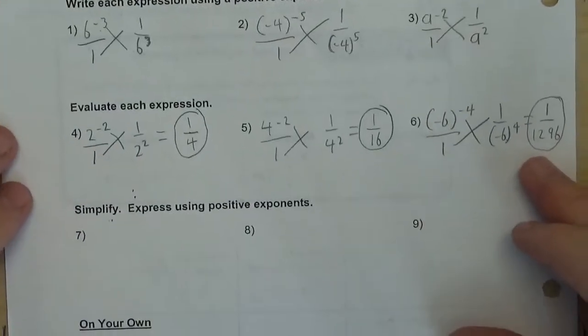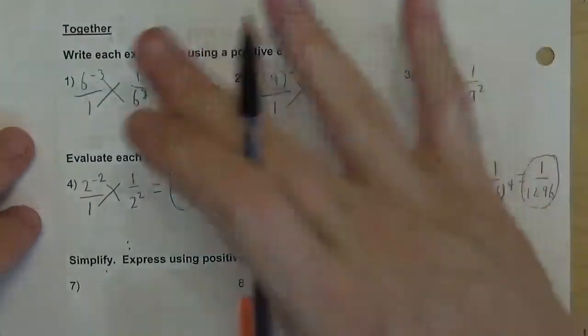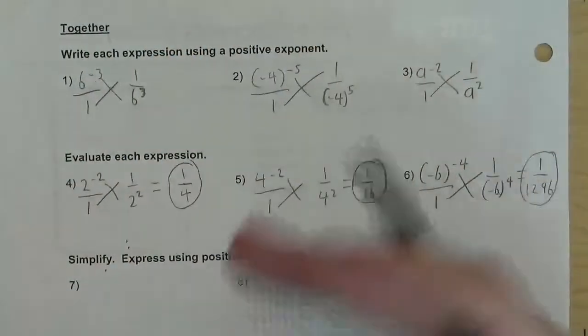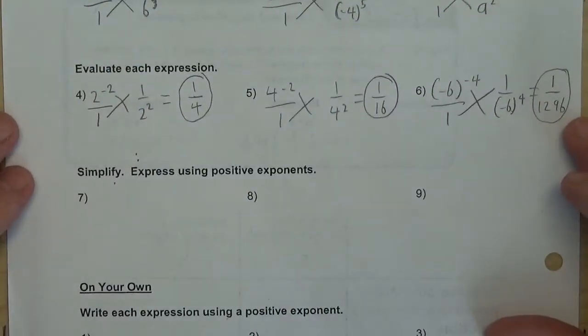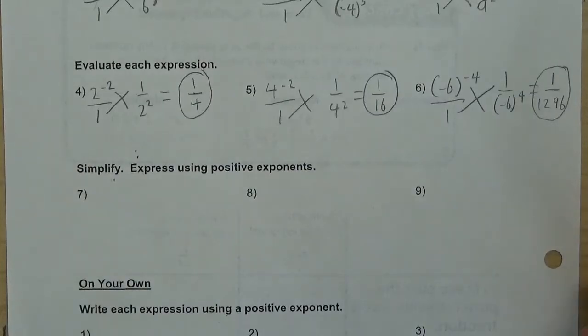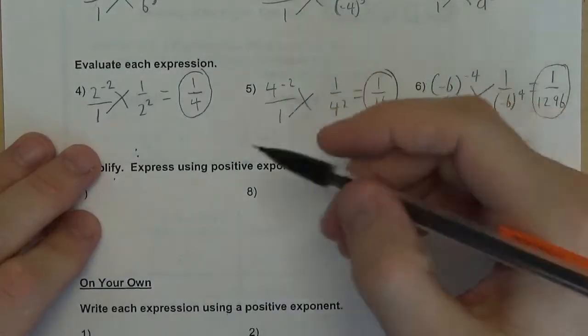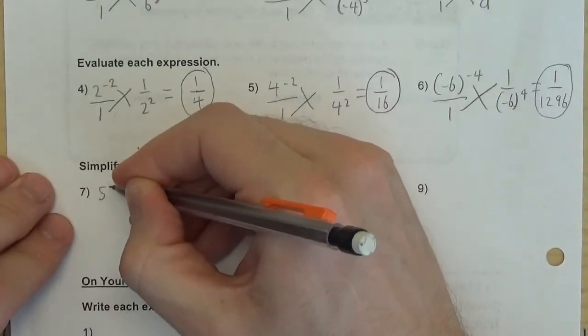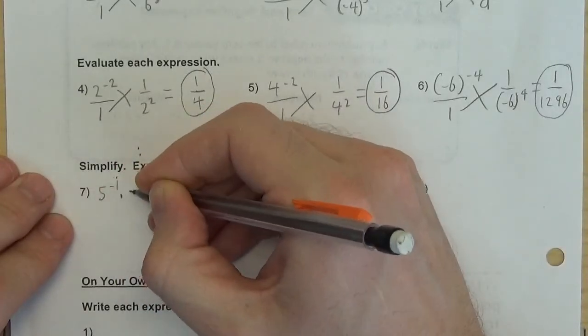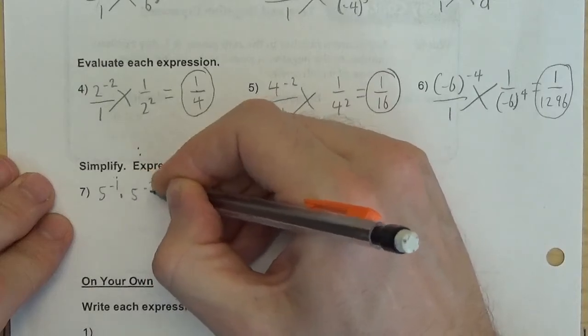All right, here's where things kind of get a little bit tougher here with negative exponents, because all this is pretty easy. You just give a denominator of 1 and flip it over, and then here we just evaluated those. But on 7, 8, and 9, things are going to get a little bit tougher here. So number 7, it says simplify and express using positive exponents for these. So we have 5 to the negative first times 5 to the negative third.